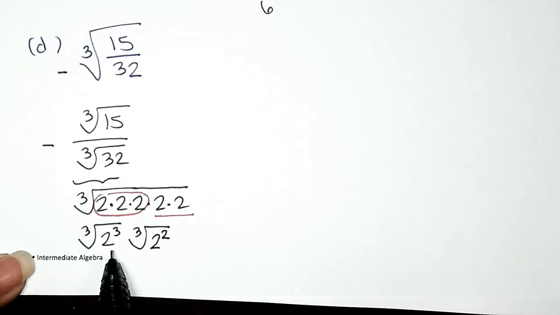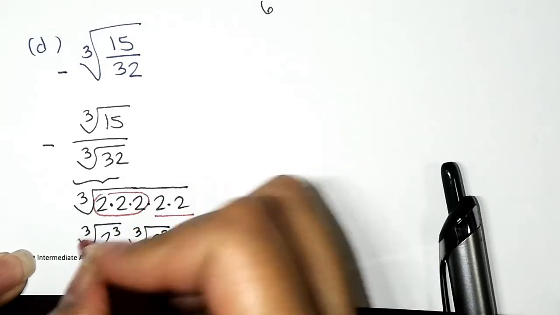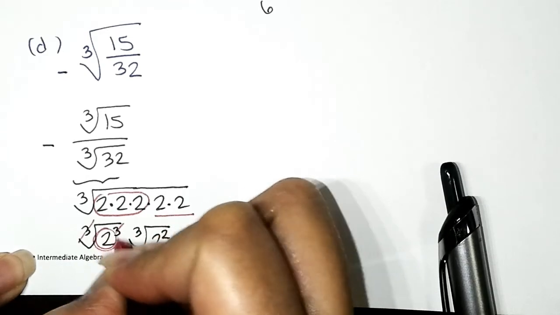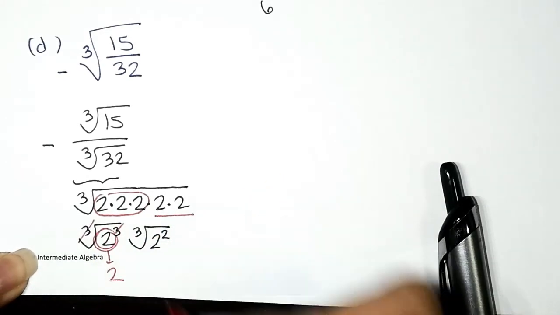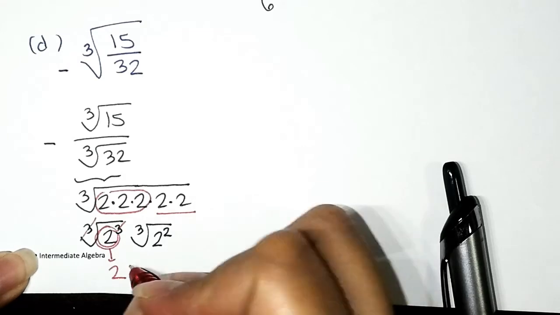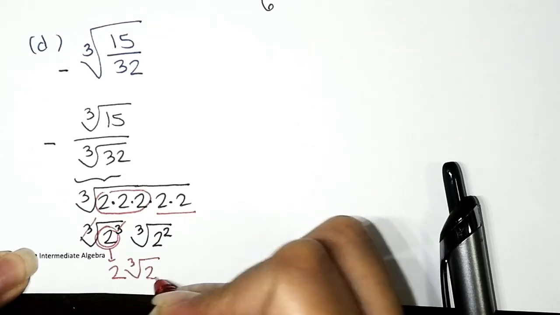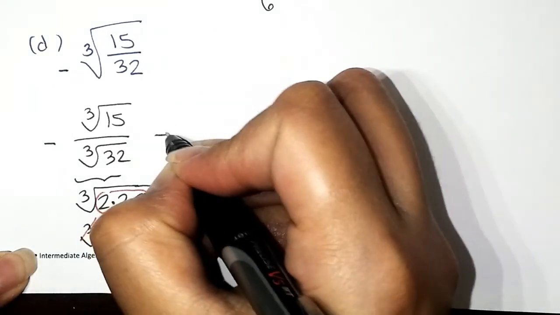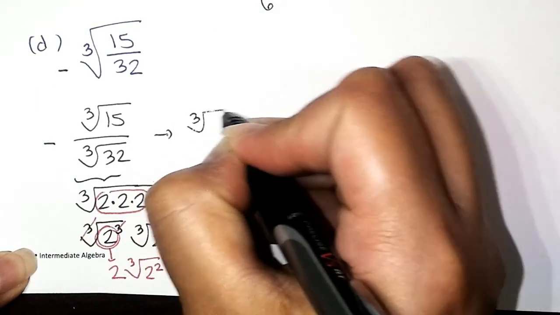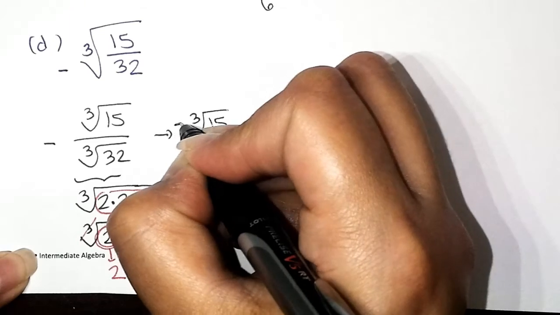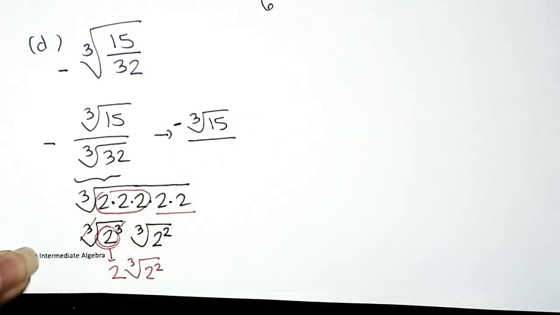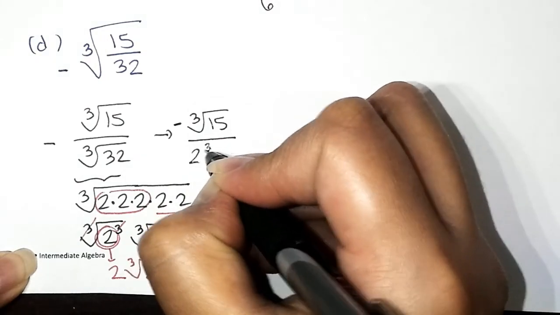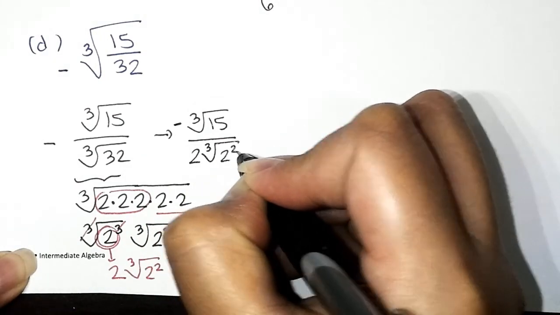Cube root of 2 cubed, index of 3, power of 3, they undo each other, and that will leave us with the radicand of 2. And what's going on with that 2? That is being multiplied by the cube root of 2 squared. Okay, so let's go ahead and bring that to our table. So we have the negative cube root of 15, I almost forgot the negative, over the denominator, which has been simplified to 2 times the cube root of 2 squared.